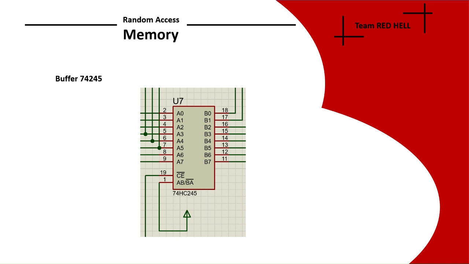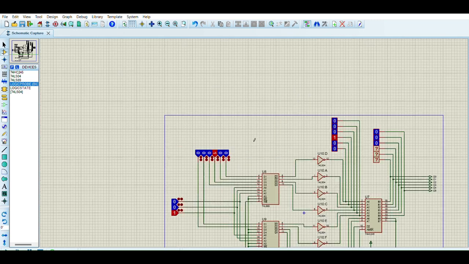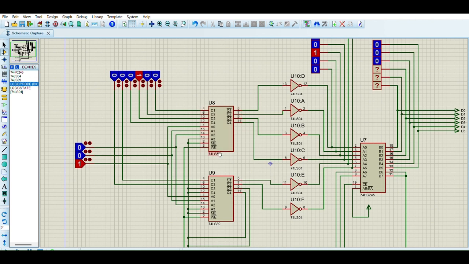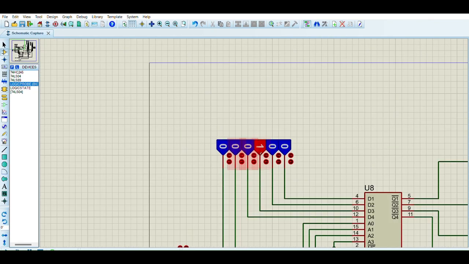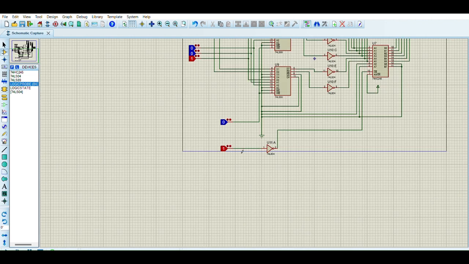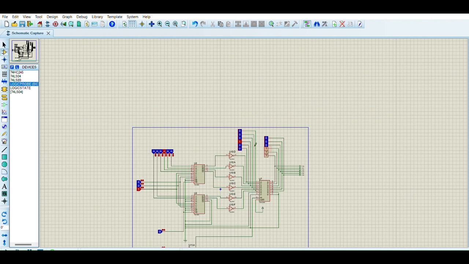Now we will see the actual simulation of our RAM circuit and the operation. So this is our circuit in simulation. Previously we saw that we used two 7489 ICs, a 74245 IC and some NOT gates. So these are our input data, these are our address data, this is read write, and this is RO, which is coming from the control sequencer, and these are our output data.